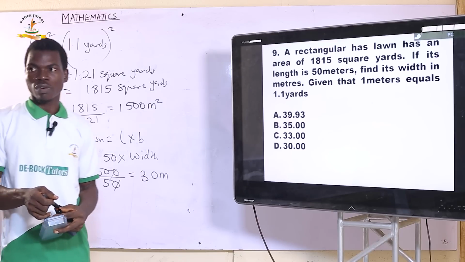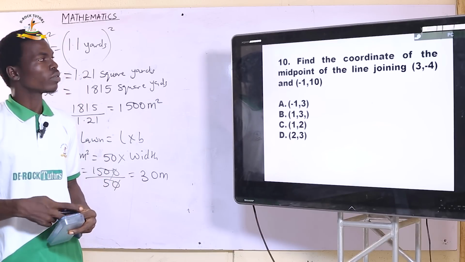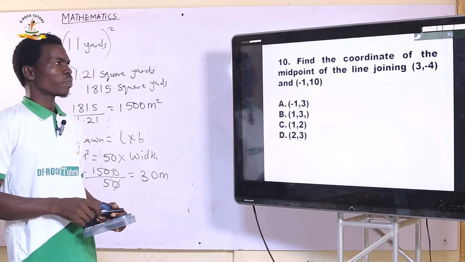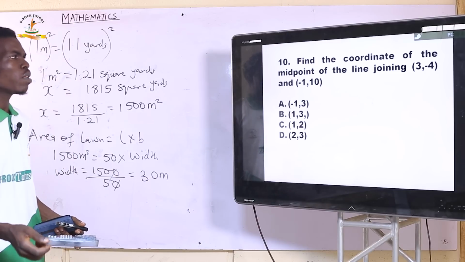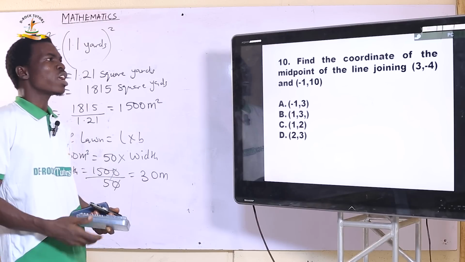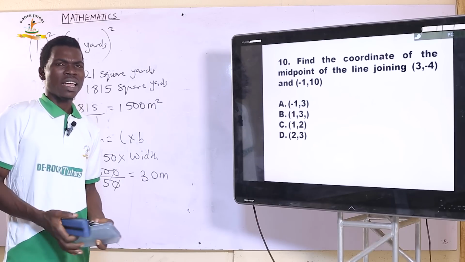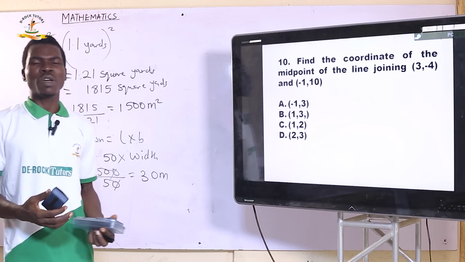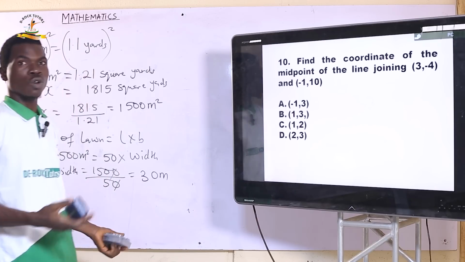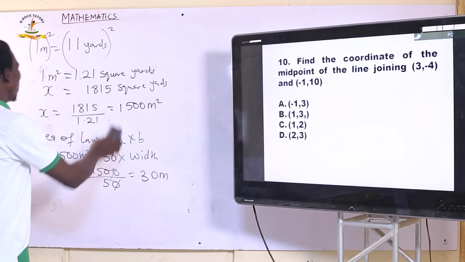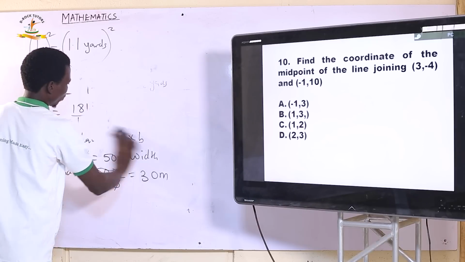So next question. Question 10. Find the coordinates of the midpoint of the line joining 3, -4 and -1, 10. This is a problem on what? Equation of a straight line, or you call it gradient of a point. Let's see how that is done.